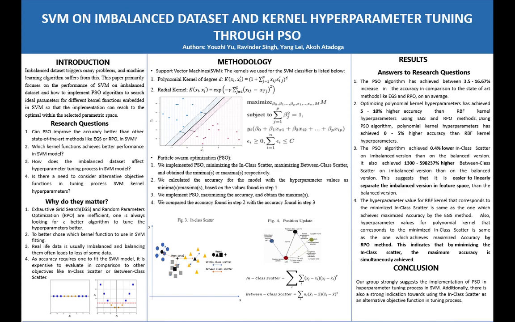Today we are going to talk about our CS7200 machine learning project, whose title, which is shown on our poster, is SVM on Imbalanced Dataset and Kernel Hyperparameter Tuning through PSO. The dataset we analyzed is a highly imbalanced dataset about credit card transactions, where most of the cases are normal, but only a couple of hundred cases are fraudulent transactions. Usually, an imbalanced dataset will skew the training algorithm.